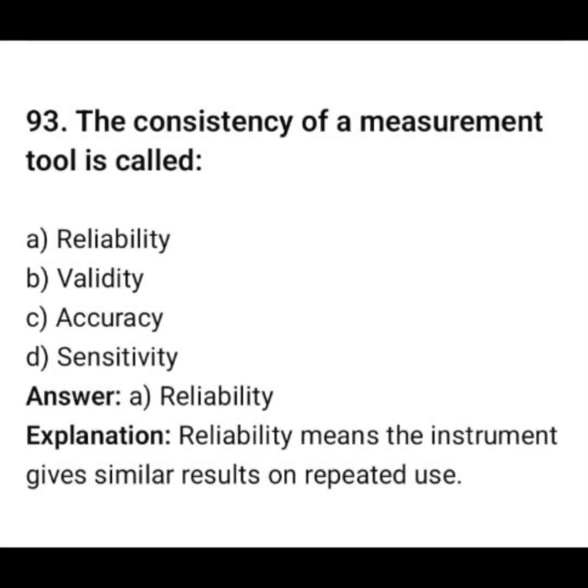The consistency of a measurement tool is called: reliability, validity, accuracy, sensitivity. The correct answer is option A, reliability. Reliability means the instrument gives similar results on repeated use.